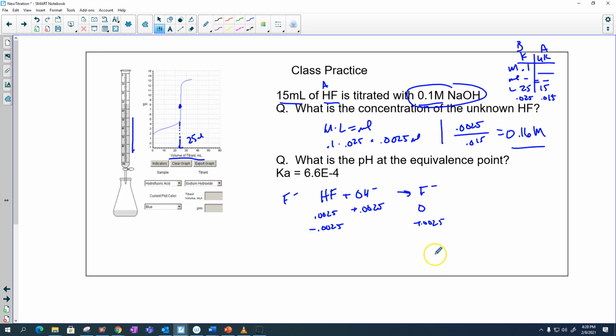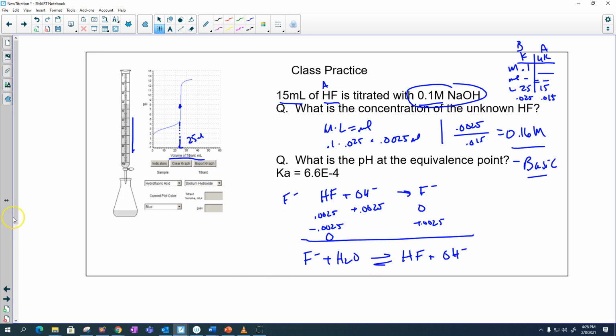Now, because this is all I have left, you should be aware of that equivalence point. And we're going to be basic, by the way, because I only have my weak base. All right, so now I know I only have this stuff, none of that. So I have to use this equation: F negative plus H2O yields HF plus OH negative.